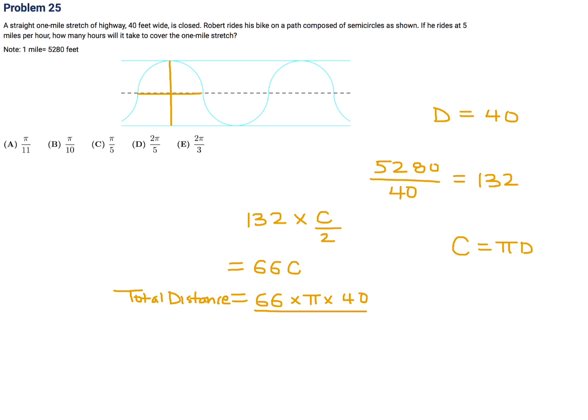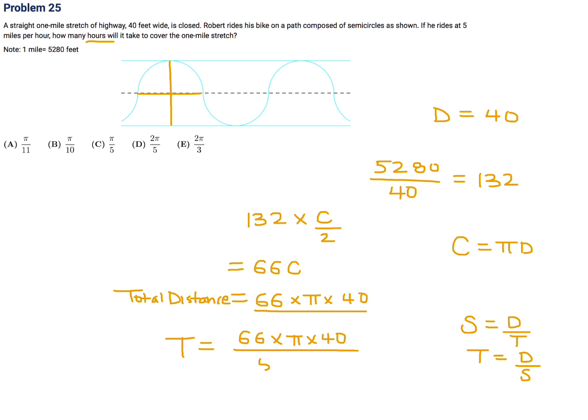Now we're not asked to really find the total distance. We want to find hours. We want a time here. Okay, so that formula we're going to use is speed is equal to distance over time, isolated for time. So that's time is equal to distance over speed. So time is equal to distance. Well, distance we just figured out was 66 times pi times 40. And the speed, 5 miles per hour.